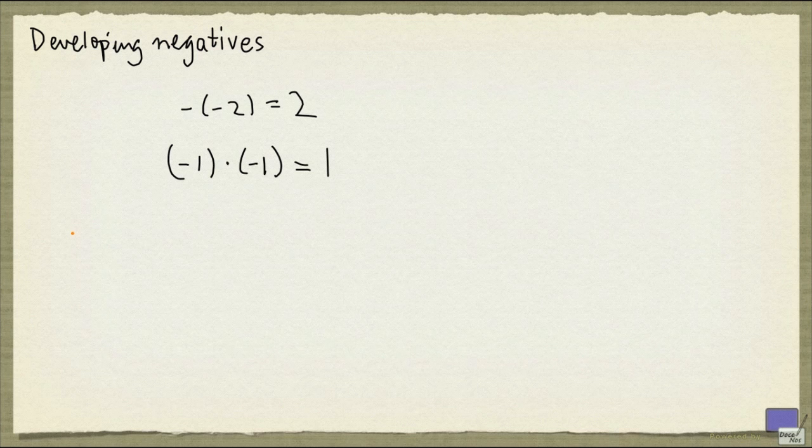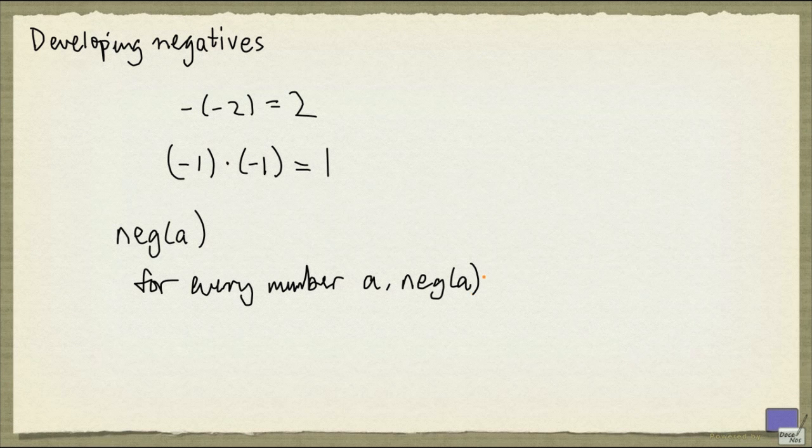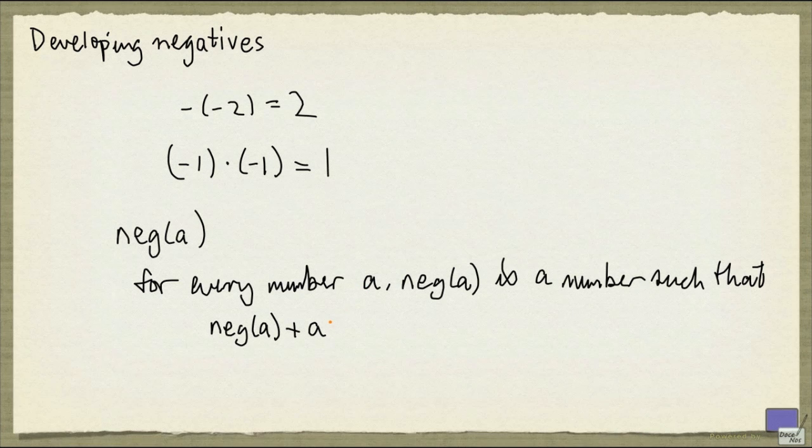First, we have to take some care in understanding what negation is. To avoid confusion, we'll use neg of A to denote the negation of A. And you can think of neg as a unary operation having the following property. For every number A, neg of A is a number such that neg of A plus A equals A plus neg of A equals 0.